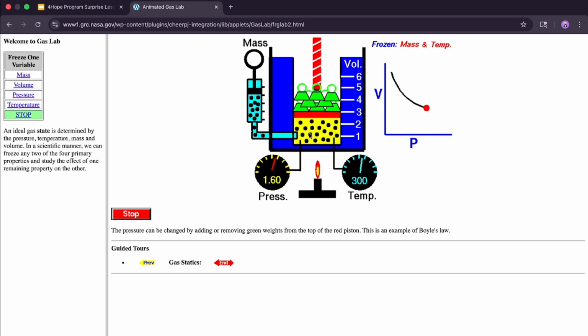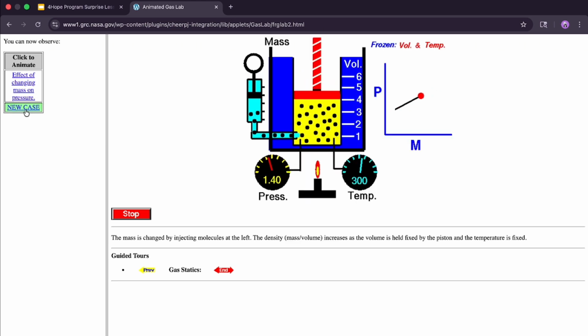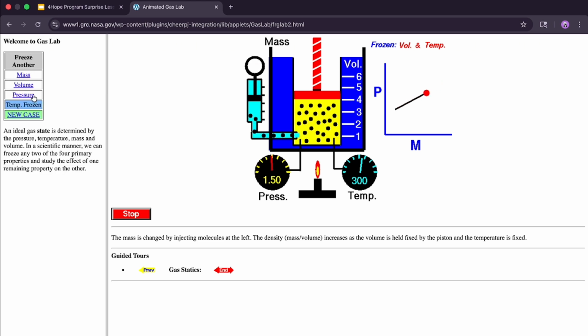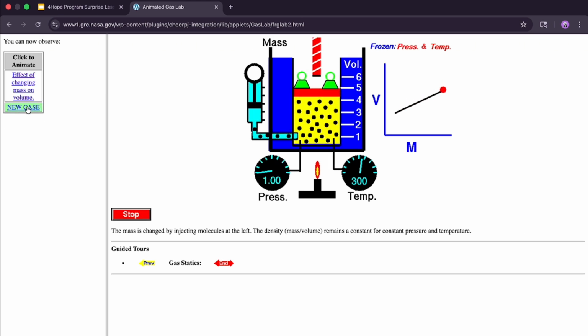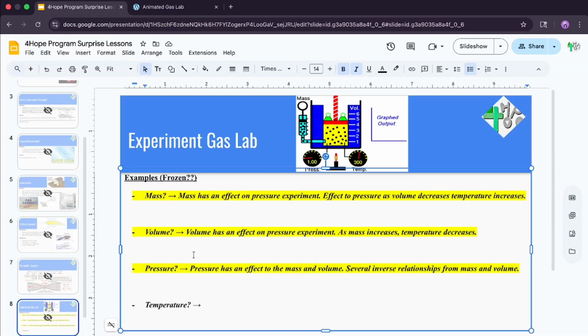Okay, but it's at a different curve. As pressure increases, volume decreases. My apologies on that one. Volume, it just steadily increases. Not really so much there. Pressure, not too much. So temperature affects the mass. Temperature has an effect on mass.